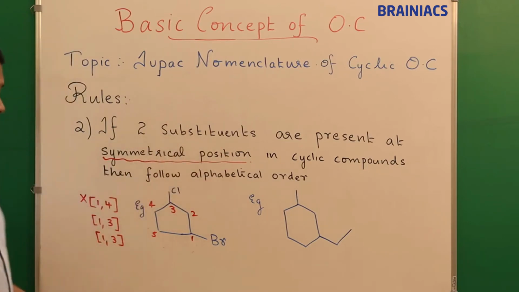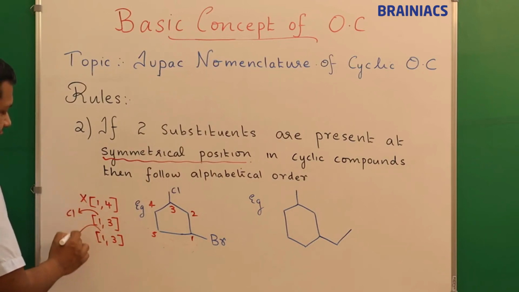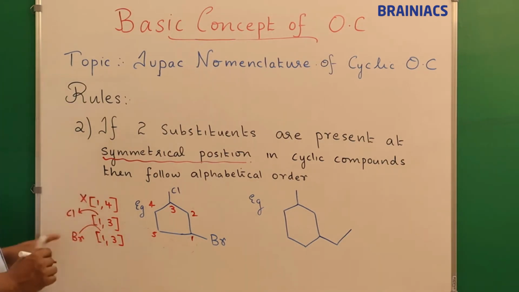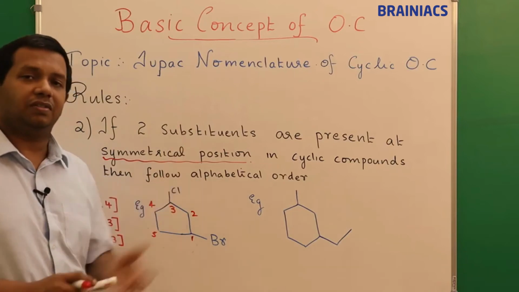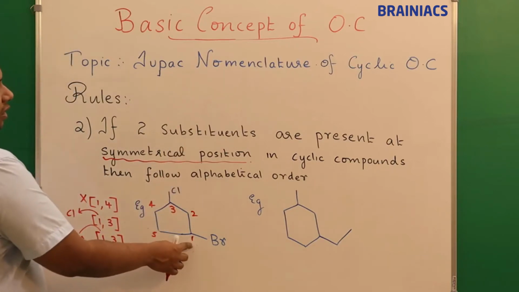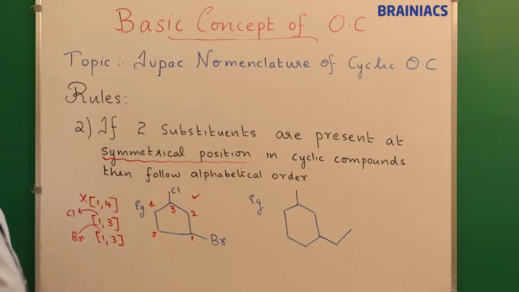Alphabetical order. So tell me, this I have arranged with respect to giving chlorine as 1. Now this one I have given with respect to bromine. So who comes first, bromine or chlorine? We know alphabetically B comes first, then only C. So bromine should get number 1, then 2, then 3. So this is the correct numbering.